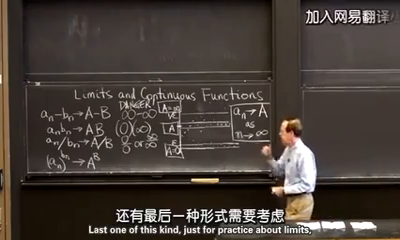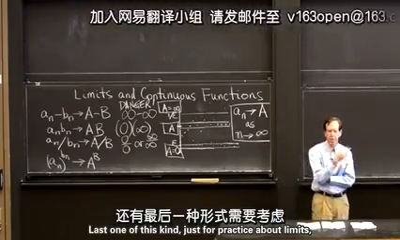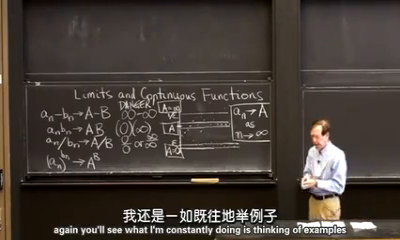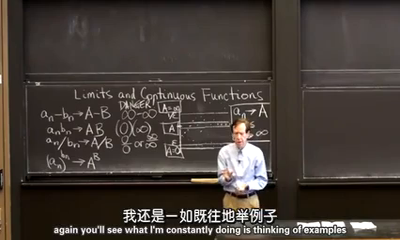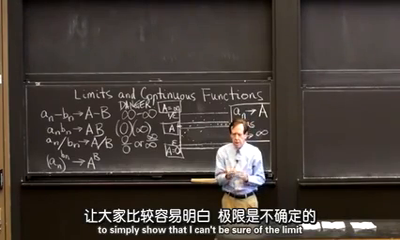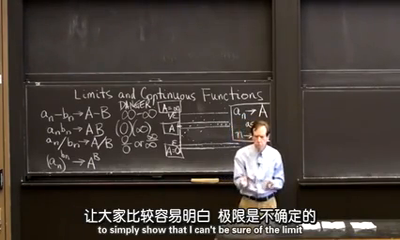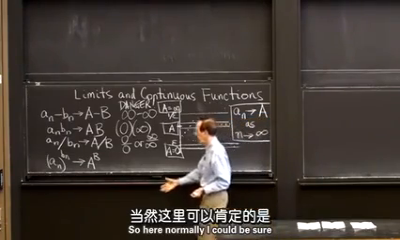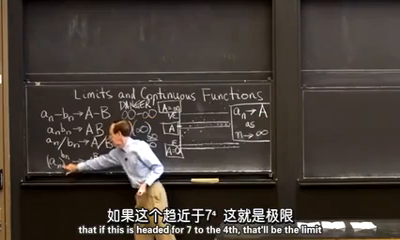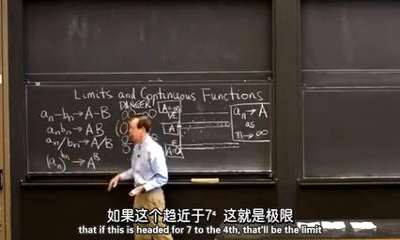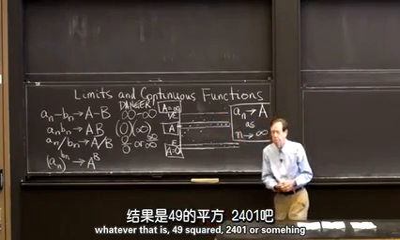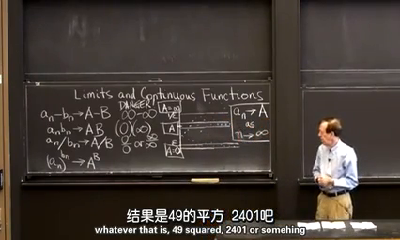All right, last one of this kind, just for practice about limits. Again, you see what I'm constantly doing is thinking of examples that simply show that I can't be sure of the limit. So here normally I could be sure that if this is headed for 7 to the 4th, that'll be the limit, whatever that is, 49 squared, 2401 or something.